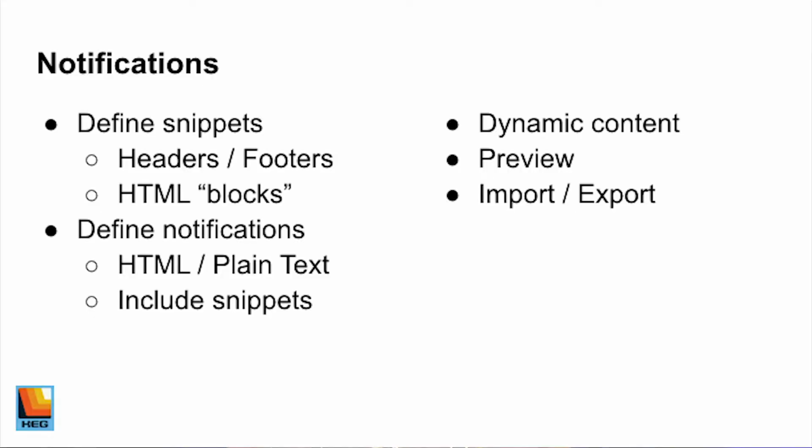So now we have a notifications area in the admin console. And you can do things like define headers and footers in a snippet. That lets you do it like HTML blocks. If you've ever written HTML emails, they're horrific. And you can take those and define them one time and call it a snippet, and just have the core content in the main part of your notification. And again, your notification then can include that snippet.